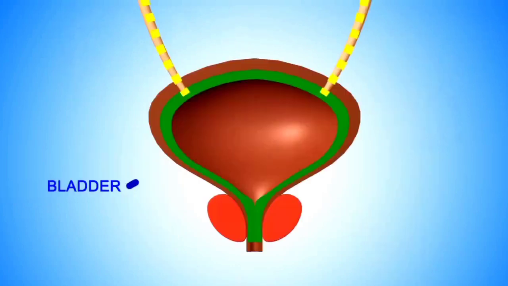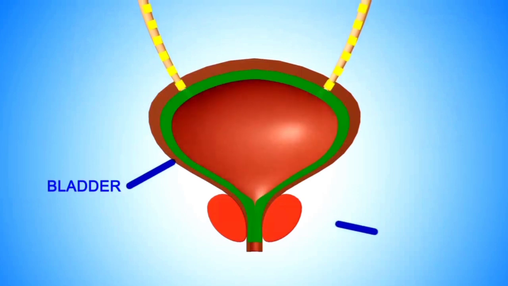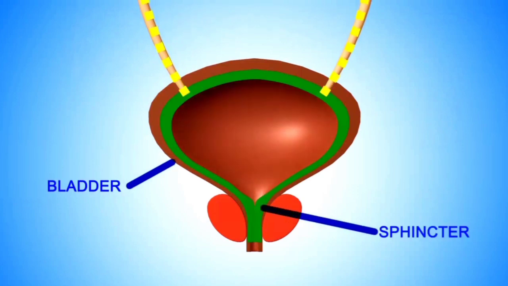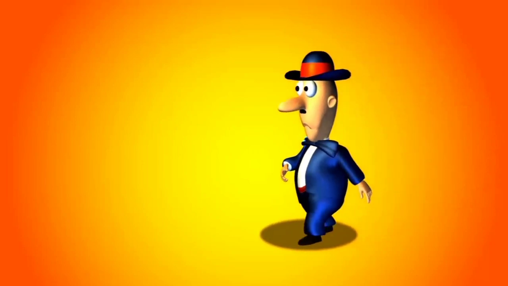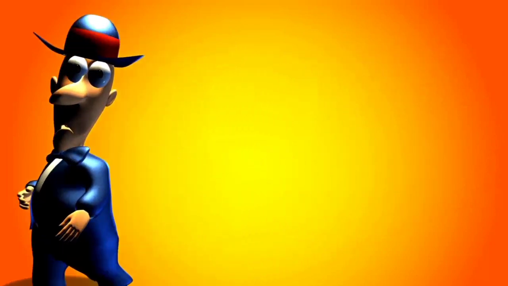There is a muscle lining around the bladder called the sphincter. It stops and holds the flow of urine until you reach the washroom. Okay? Go. Empty your bladder now.